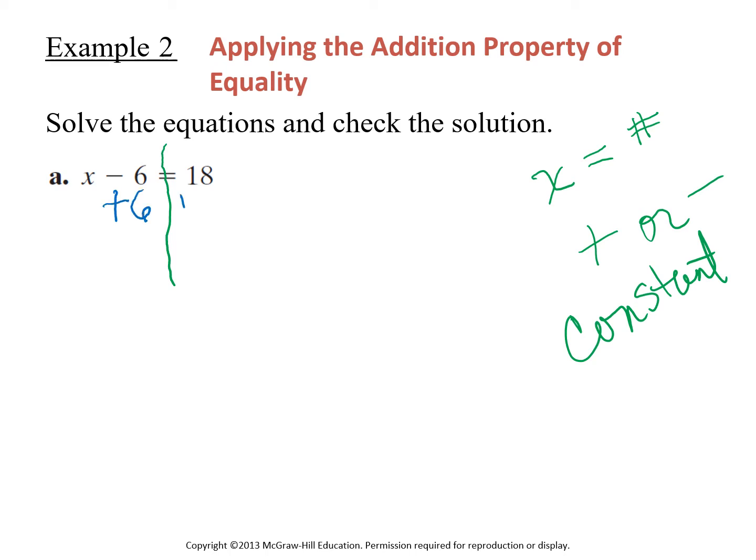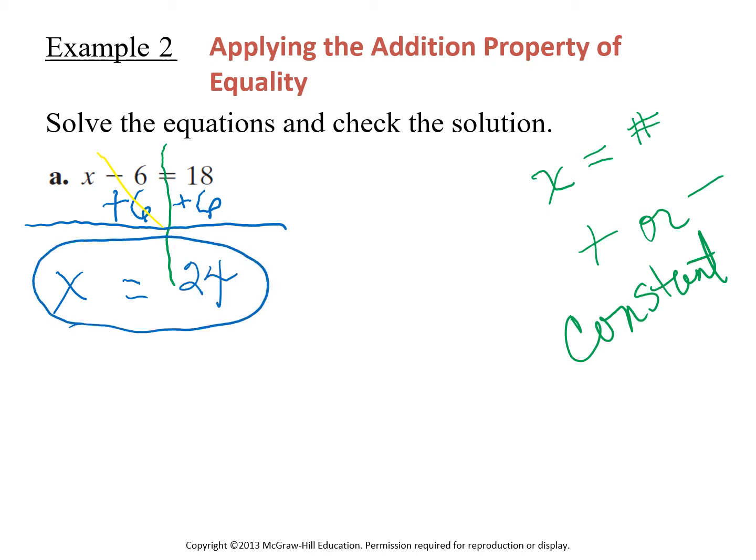And whatever I do on the left side of the equal sign, I have to do on the right to keep things balanced. So I'm left with x here, and -6 plus 6, well, that just cancels out. That's equal to 0. And 18 plus 6 is 24. So my solution is x equals 24.